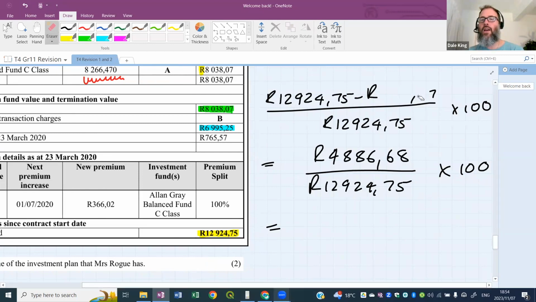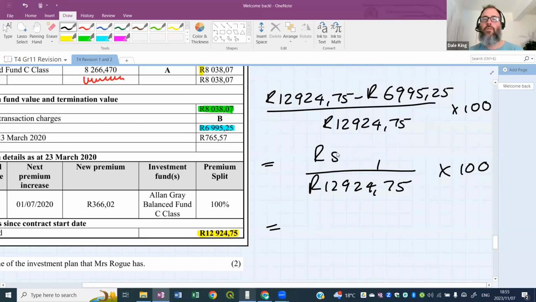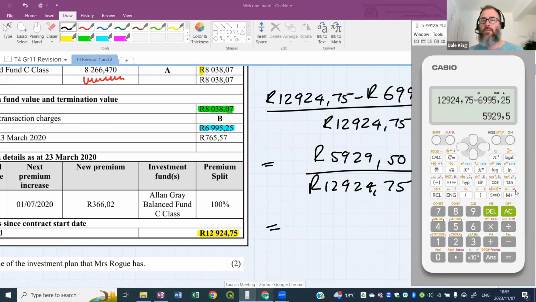So this value here should be 6,995.25. That'll make this difference of 4,800 even bigger, don't you think, Emmanuel? I think so. It would. It'll make it bigger. So we're going to say 12,924.75 minus 6,995.25. That's bigger. 5,929.50. Let's try this out. Let's see if this hits it. It should hit it, guys. This has got to be it.